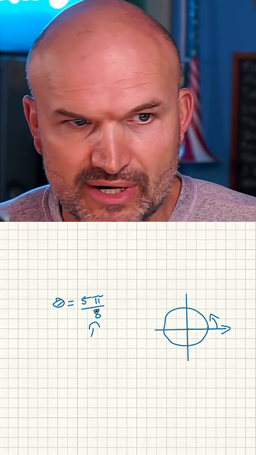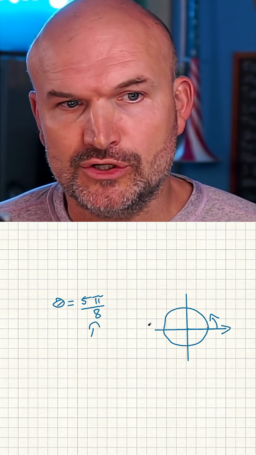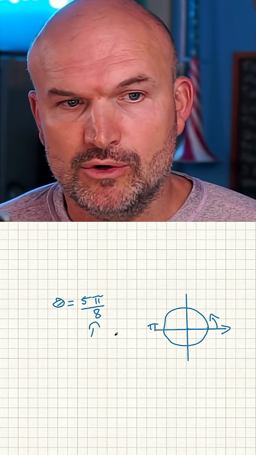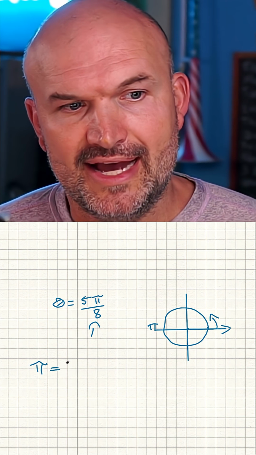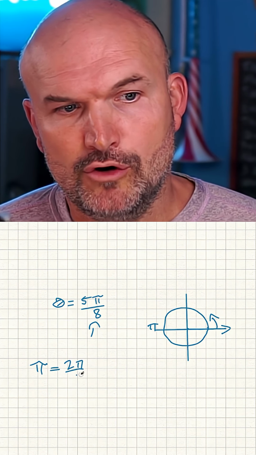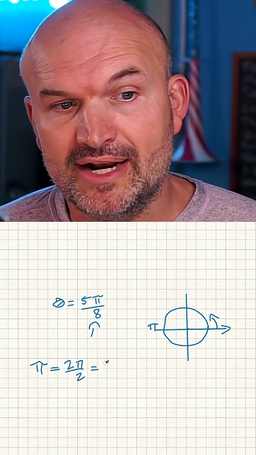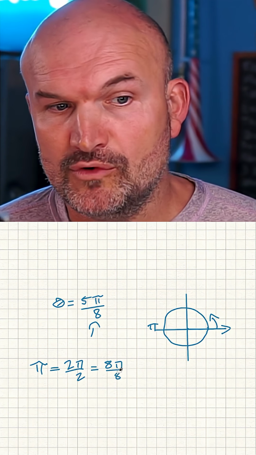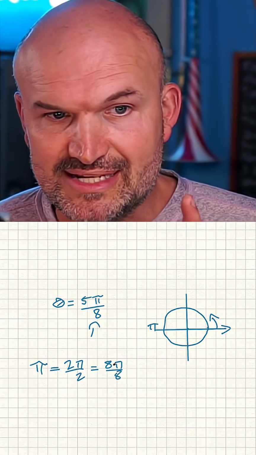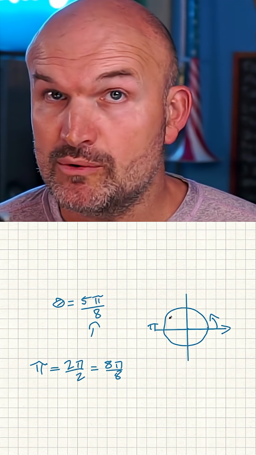Now, why am I saying break it down? Because remember, halfway around a circle is going to be pi, right? So what we could do is rewrite pi as 2 pi over 2, right? We could also rewrite it as 8 pi over 8. So what that means is I want to break this up into 8 equal sections. So right now we have 2.